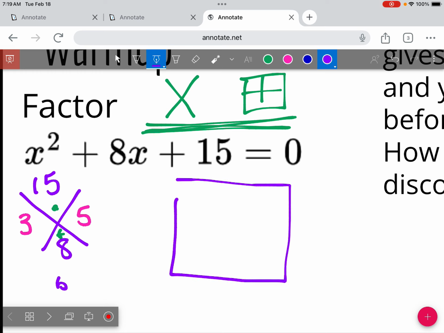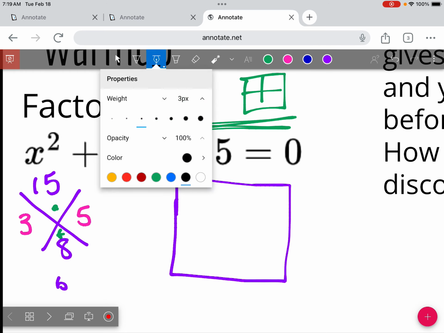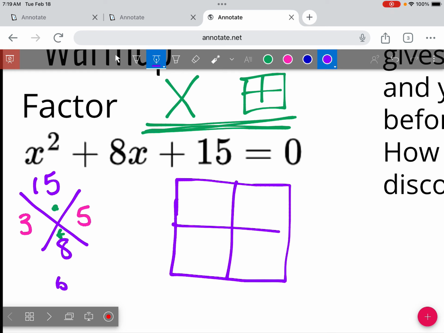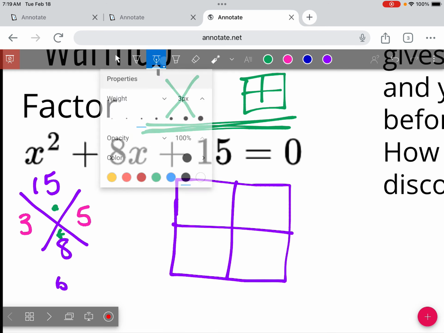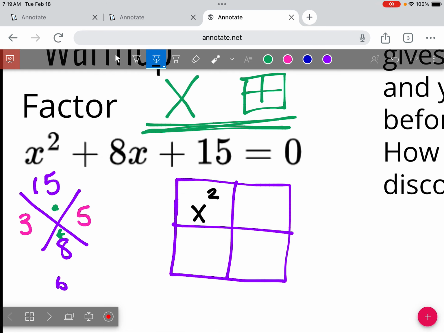So when we fill in the box, I'm just going to fill in all the pieces. That's when we get our X squared from the equation and our 15 from the equation, and then our 3x and our 5x. What do we get as factors here? What are we going to get when we pull those columns and rows?